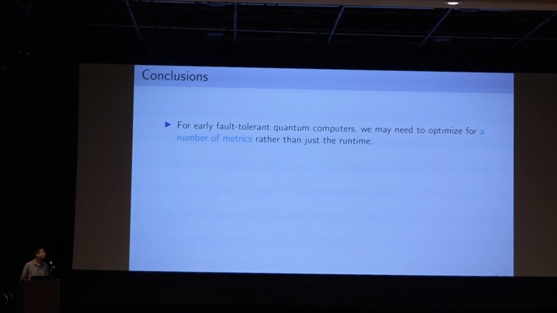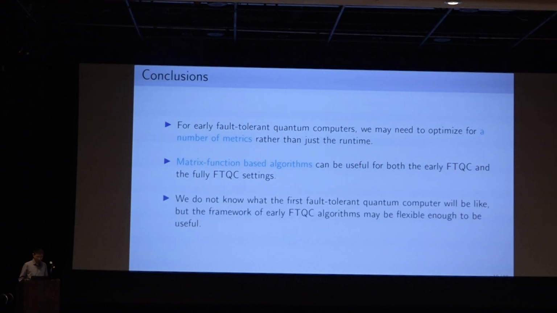than just the runtime. And so this kind of matrix function based algorithms, which include the statistical phase estimation and the linear optimal algorithm, can be useful for both the early fault tolerant quantum computers and the fully fault tolerant setting. And so at this moment, we definitely don't know what the first fault tolerant quantum computer is going to be like. But here we actually have a framework to optimize for different metrics.